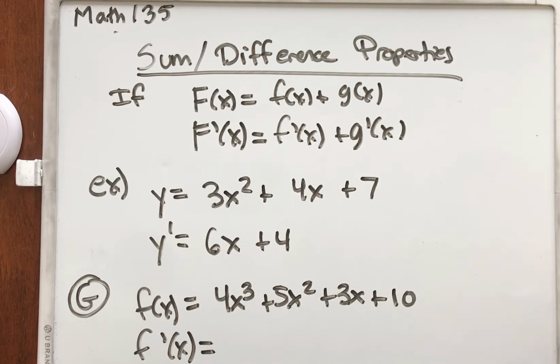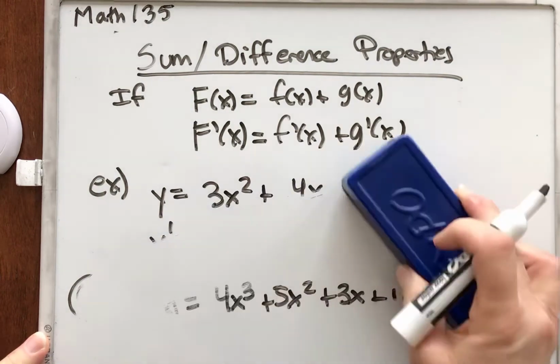Okay, so using the sum difference properties, we can take the derivative of each term. So the derivative here is 12x squared. Derivative of 5x squared is going to be 10x. Derivative of 3x is 3, and derivative of 10 is 0. Okay, great. Let's go on.